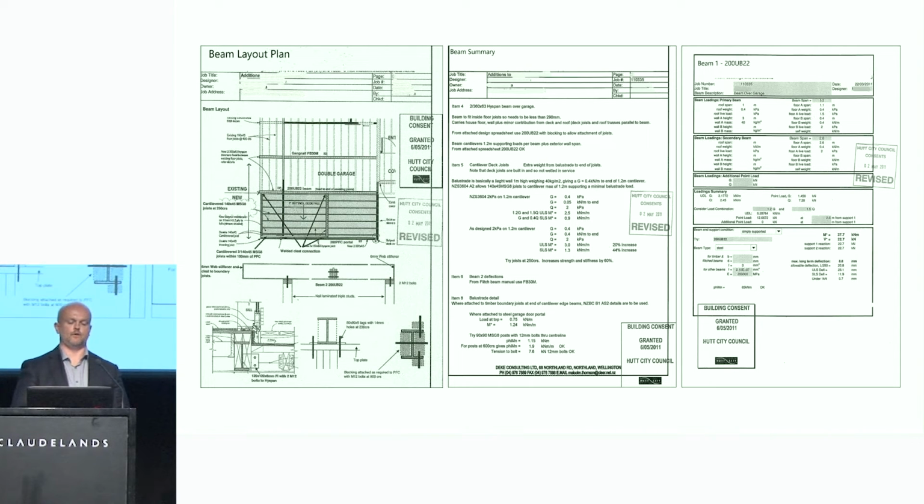This engineer on this particular job had put in a beam summary at the front. I'd never seen that before, but I thought that it was really good. And so I just included it in this. And there he put in, deflection okay, strength okay for each one of the beams that he'd designed. And then just, as I say, beam one's a 200 UB 22, and you can look back at the beam layout plan for that.